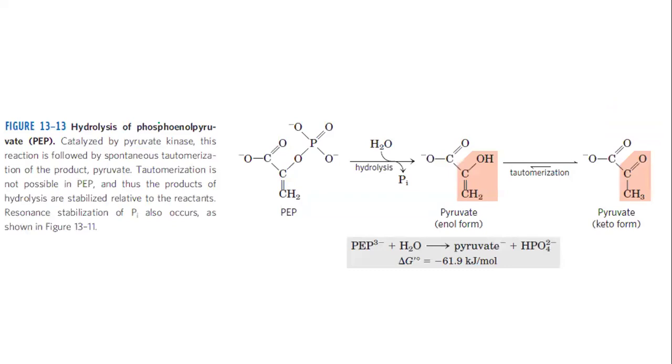Now the third phosphorylated structure is phosphoenol pyruvate, and again its hydrolysis will release one of its phosphate groups. And once this phosphate group is released, there is a process of tautomerization where the double bond keeps shifting between carbon and oxygen. This tautomerization makes the products more stable than the reactants. So because of the process of tautomerization, phosphoenol pyruvate has more free energy of hydrolysis as compared to ATP.